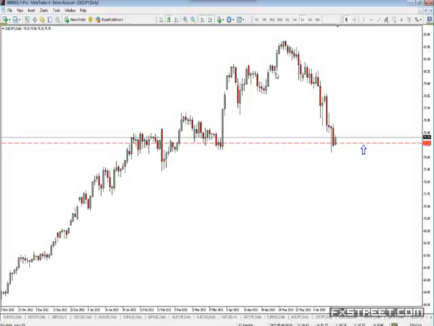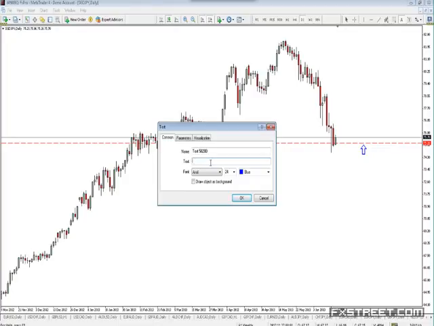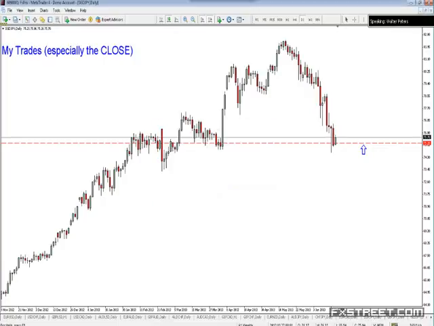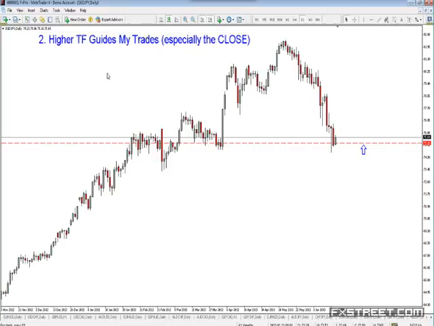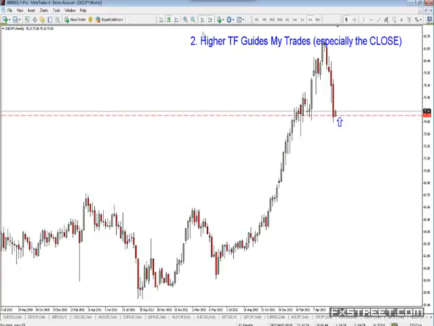Okay, so method number 2 is I look to the higher time frame, and there's a caveat. Let me show you. The higher time frame guides my trades, especially the close. What on earth is he talking about? Let me show you. Here we have our Singapore yen.